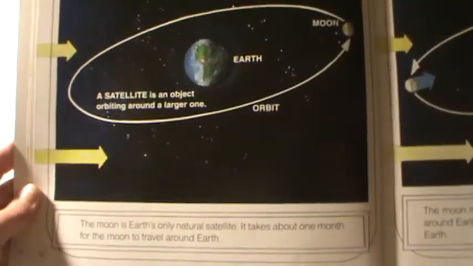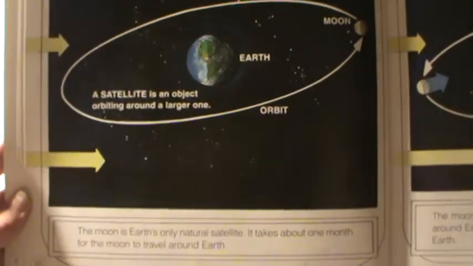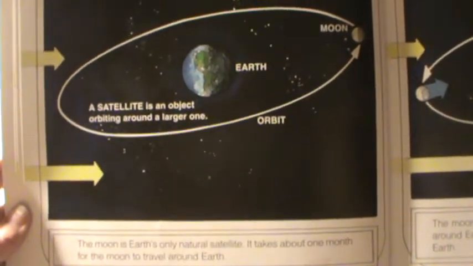The moon is the Earth's only natural satellite. It takes about 1 month for the moon to travel around Earth.